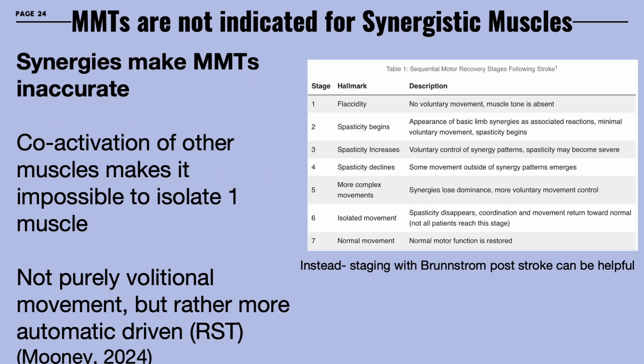Just to review, manual muscle tests for physical therapists are not indicated for synergistic muscles because they're widely inaccurate. Co-activation of other muscles makes it impossible to isolate one muscle. And also, it's not really purely volitional movement, but rather more automatic reticulospinal tract driven. So instead, you should use a different staging system like post-stroke Brunnstrom staging, which can be very useful where you're saying, oh, spasticity is beginning, synergies are beginning, there's movement outside of synergy. You can describe what you're seeing with that as opposed to manual muscle tests.